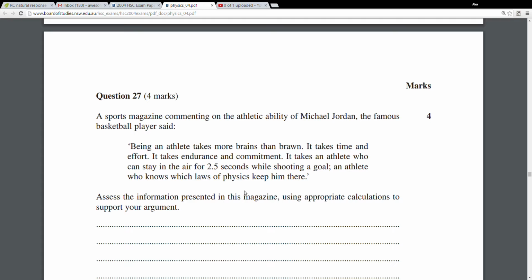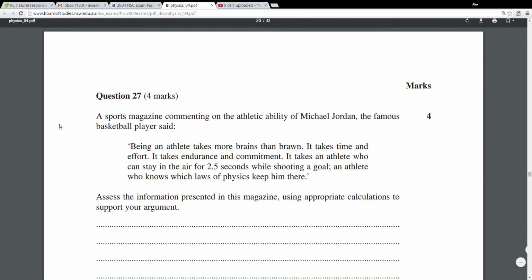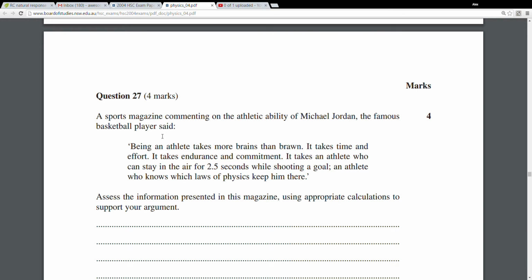Question 27. A sports magazine commenting on the athletic ability of Michael Jordan, the famous basketball player, said, "Being an athlete takes more than brains than brawn. It takes time and effort. It takes endurance and commitment." Alright, that's just a bunch of wobble. We don't need that. It takes an athlete who can stay in the air for 2.5 seconds. That's the only data we get. So let's use it. An athlete who knows which laws of physics keep him there.